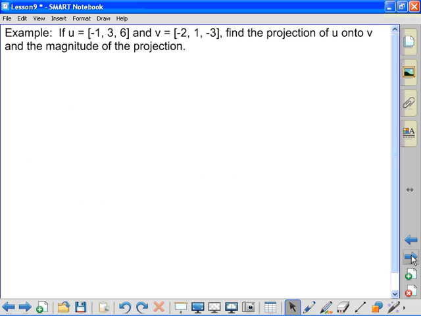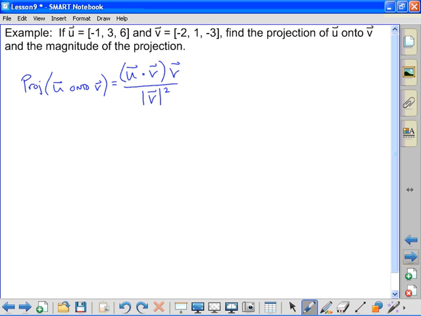And now we have some examples. That's all. We've got the theory done, showing you a couple of applications. So, if u vector and v vector are as such, find the projection of u onto v and the magnitude of the projection. So, at this point, just straight formula. So projection u onto v. So we're basically looking for what kind of shadow does u cast on the v vector, and we know the formula to be u dot v multiplied by the vector v over the magnitude of vector v squared.